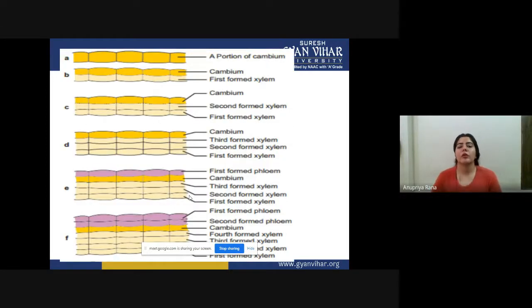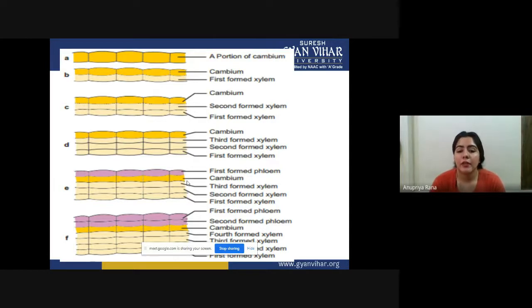This is the whole cambium activity you can see in one diagram. This is one portion of the cambium. Then cambium first forms xylem, to the inner side. First formed xylem, then second formed xylem here, third formed xylem. In this way, the cambium is forming the strands of xylem: first formed xylem, second formed xylem, third formed xylem.